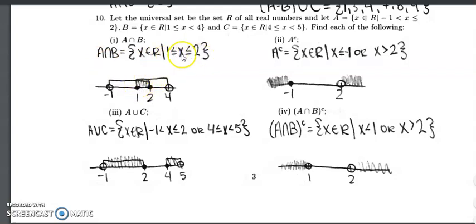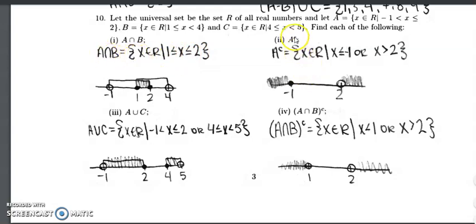And make sure you put an equal sign for 1 and 2, because 1 is in both A and B, and 2 is also in both A and B. So both 1 and 2 should be included in the intersection.